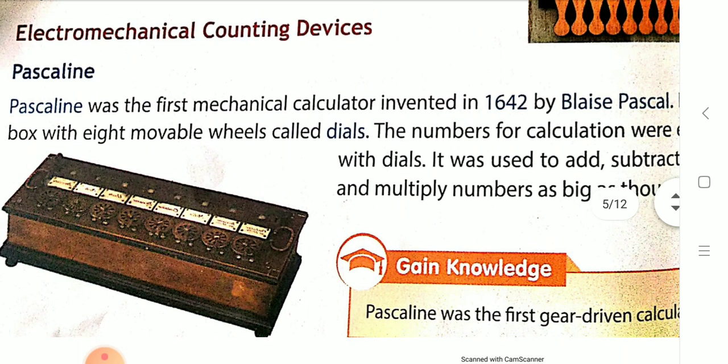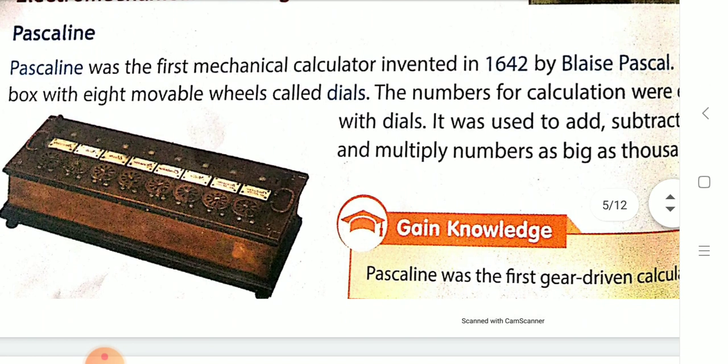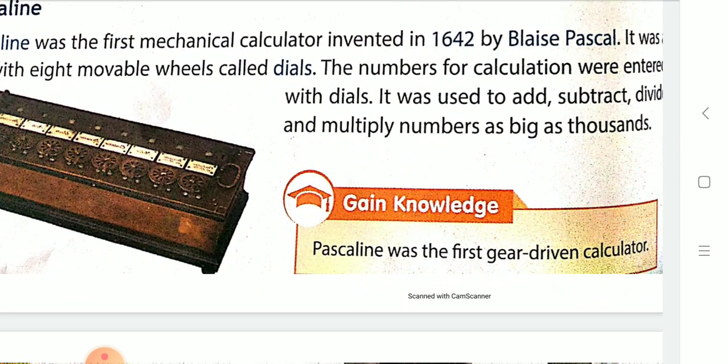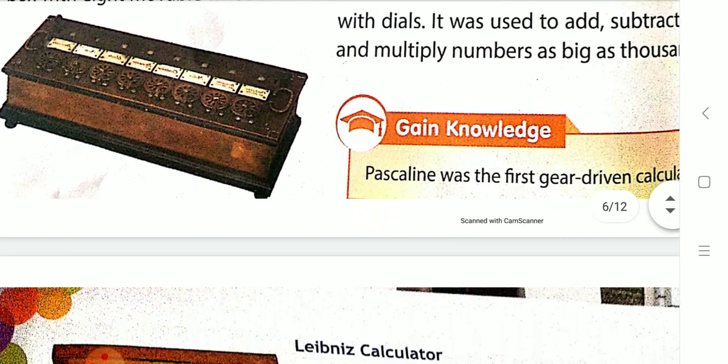Then next, electromechanical counting devices. The first one is Pascaline. Pascaline was the first mechanical calculator, invented in 1642 by Pascal. It was a box with 8 movable wheels called dials. The numbers for calculation were entered with dials. It was used to add, subtract, divide and multiply numbers as big as 1000.